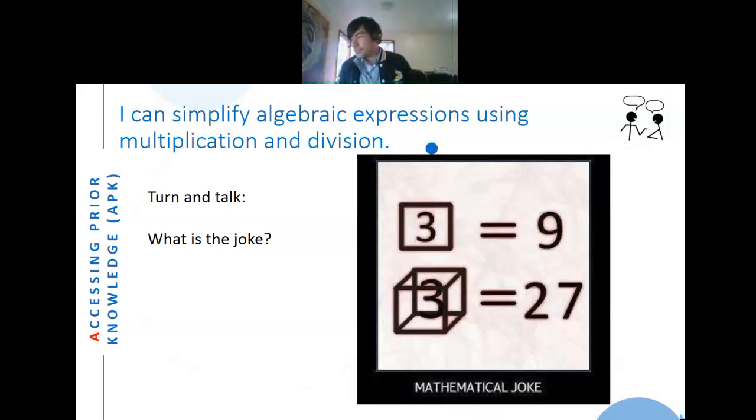All right, so hopefully you can see that the first one is 3 squared, which gives you 9, and then the second one is 3 cubed, and that gives you 27. Not much of a joke, I know, but hey.